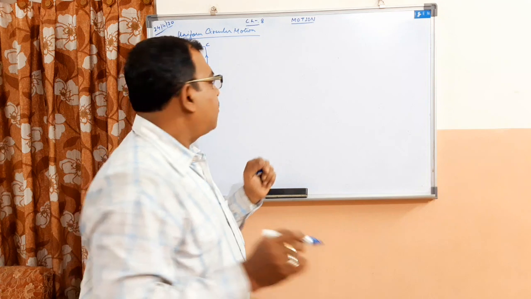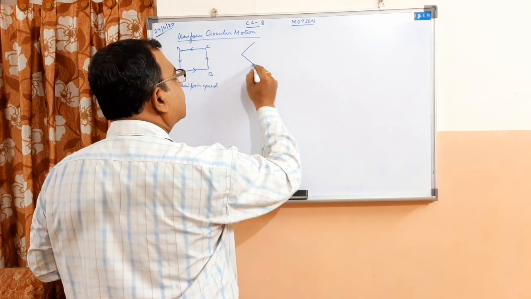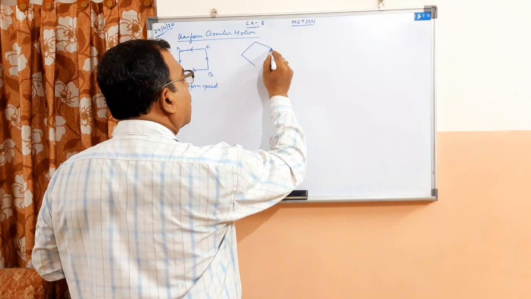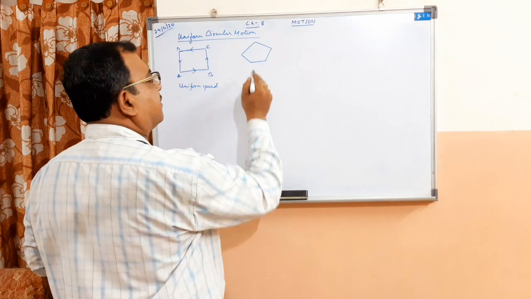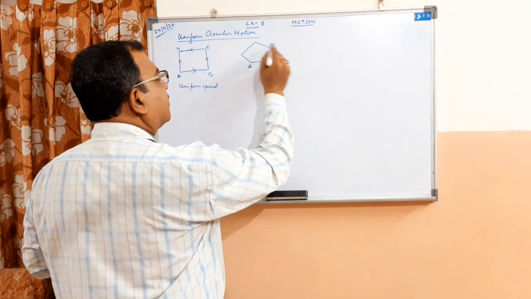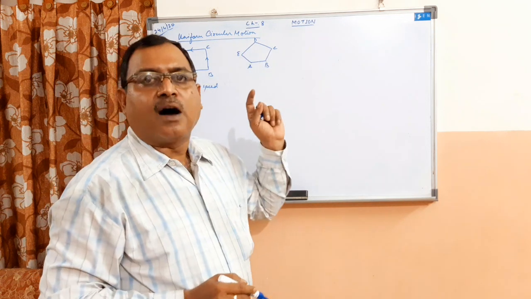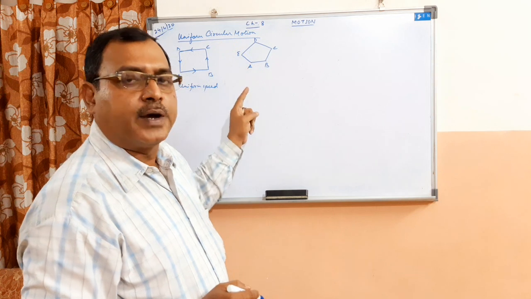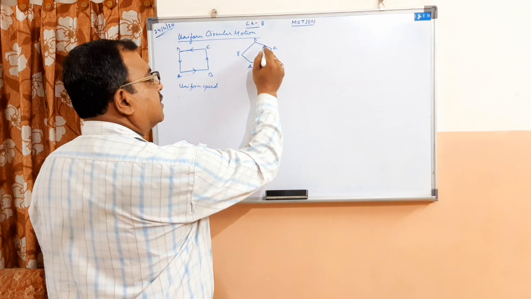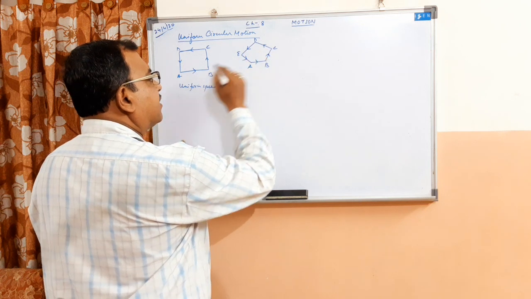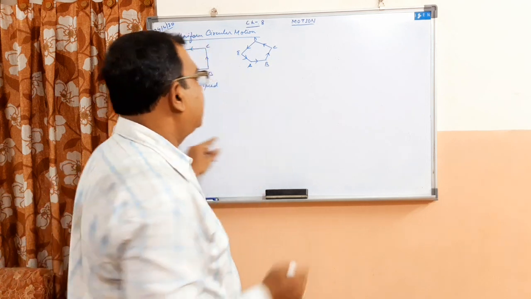Clear? Now, if it moves along a, say, pentagon, so again, for making one complete round, starting from A and returning to A with uniform speed, how many times does it change its direction? Here we will say that it is changing 5 times.